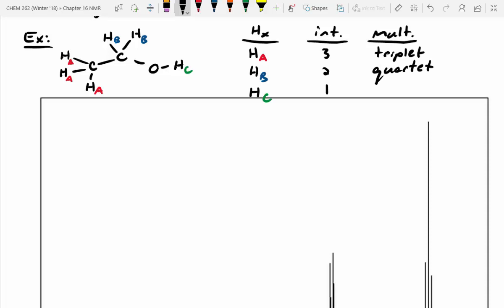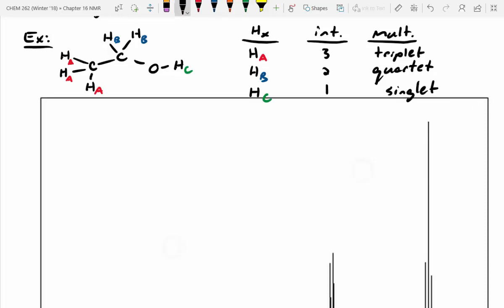And then lonely old HC, how many neighbors does it have, technically? It has none, right? Because we can't go through non-carbon atoms to find neighbors. So what should that show up as? 0 plus 1 means we get a singlet, right? So this would just be a singlet peak.